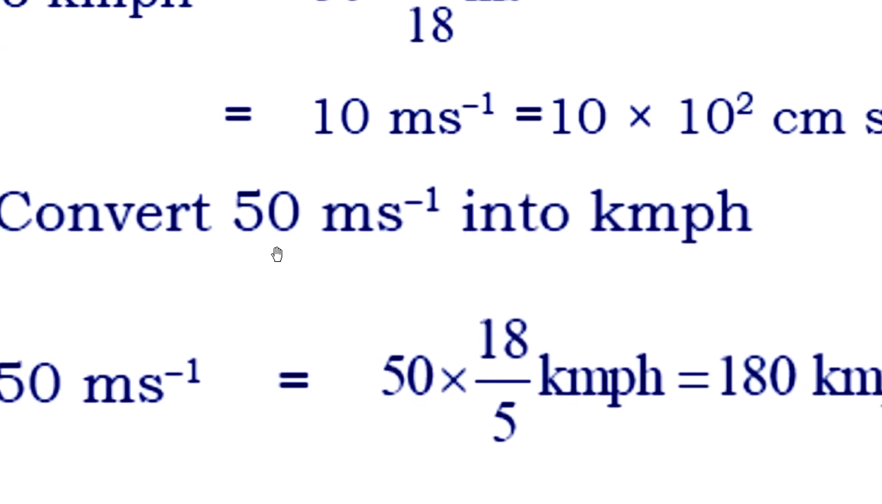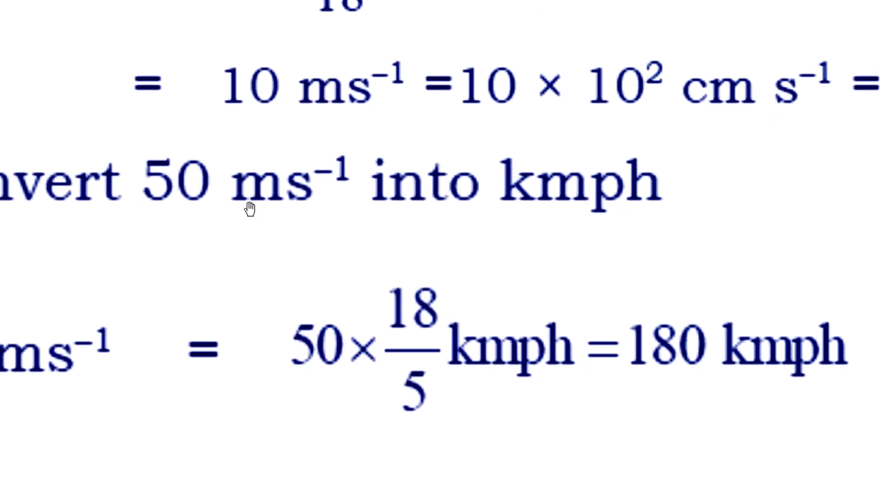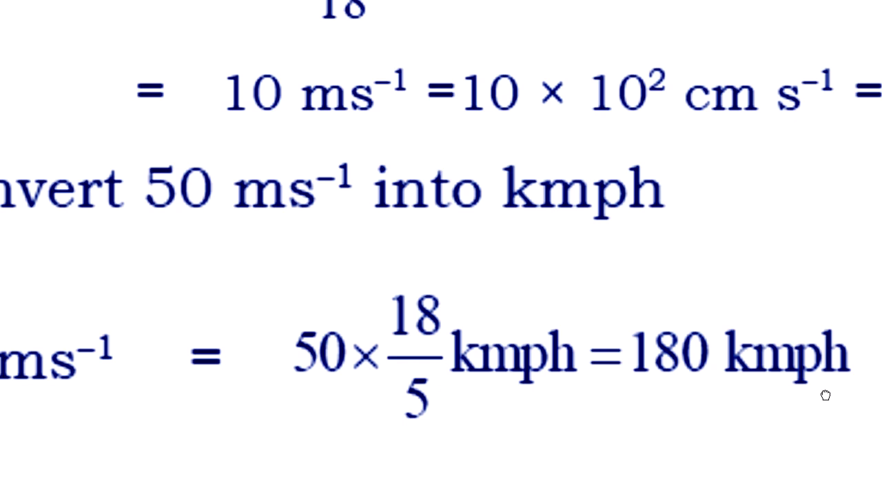So 10 cube centimeter per second. Next, convert 50 meter per second into kmph. Meter per second to kmph, direct multiplication. 50 into 18 by 5. 5 10 times. 10 into 18, 180 kmph. Directly we can convert.